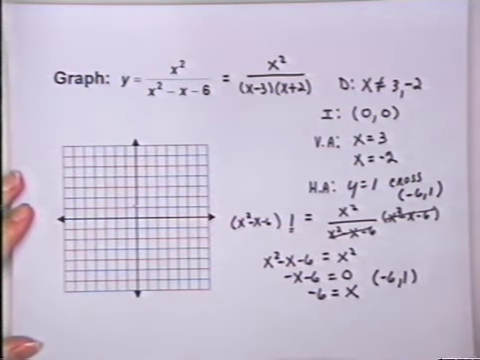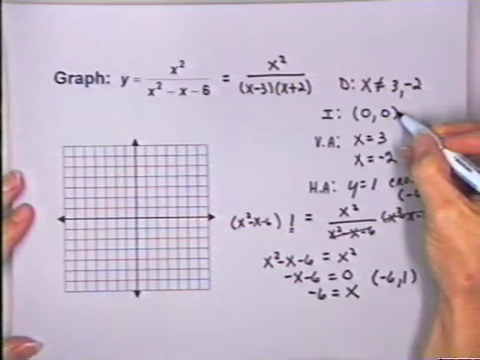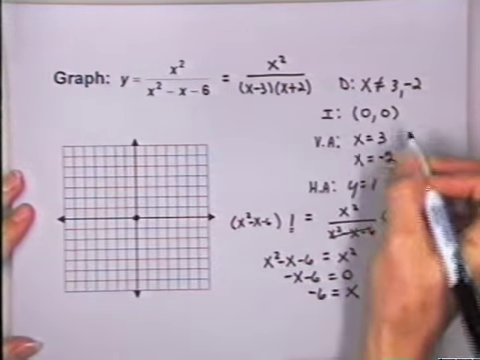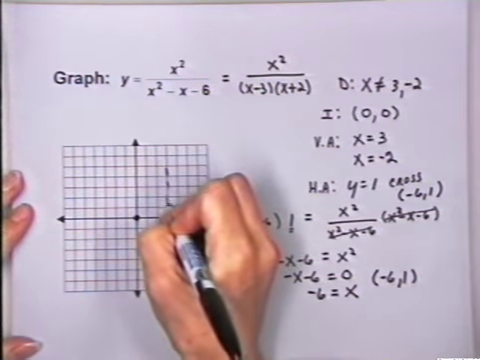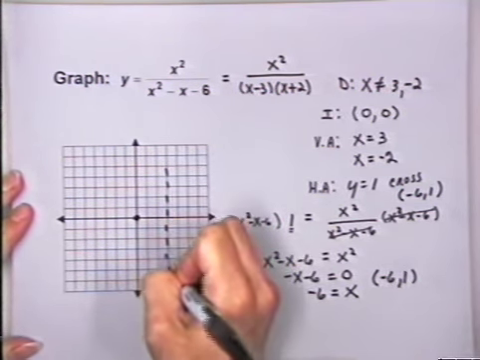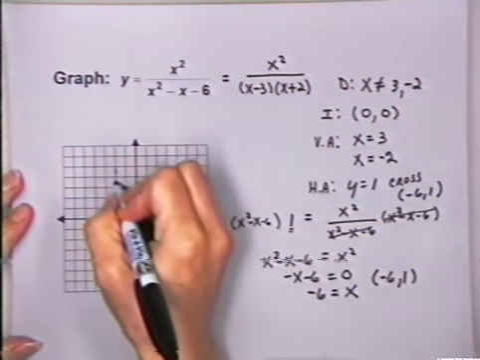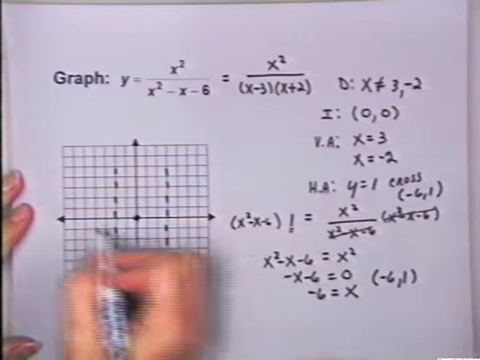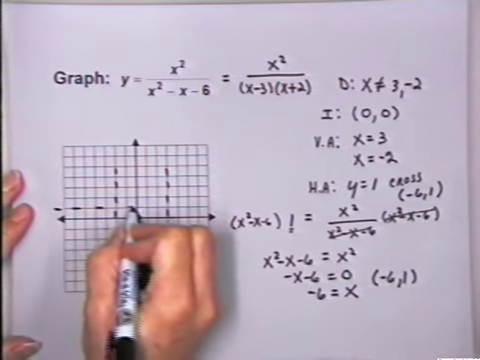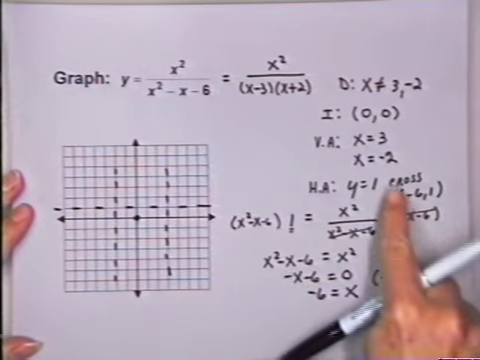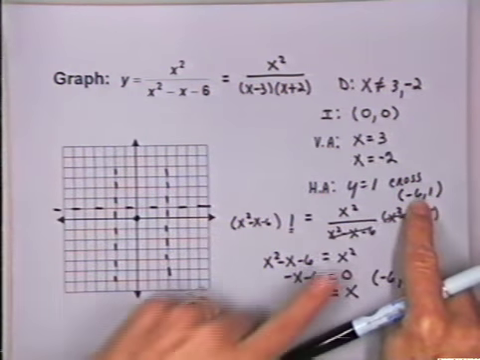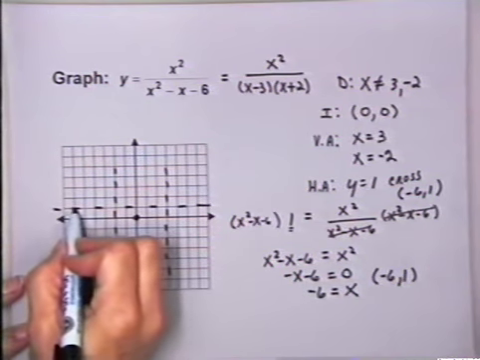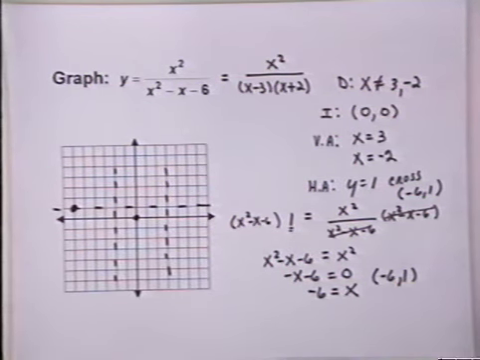Okay? Let's go ahead and plot our points that we have. We have the intercept at 0, 0, vertical asymptote at x equals 3, vertical asymptote at x equals negative 2, horizontal asymptote at y equals 1, and we know we're going to cross that horizontal asymptote at negative 6, 1. Okay, I'm going to go ahead and locate that point right there.